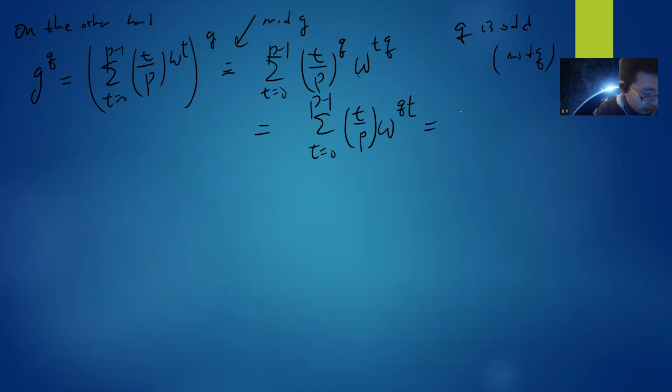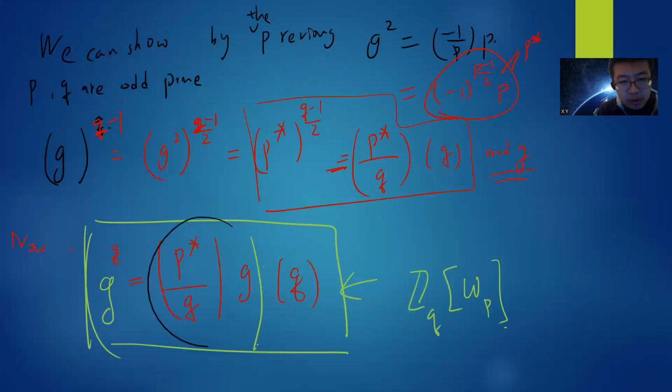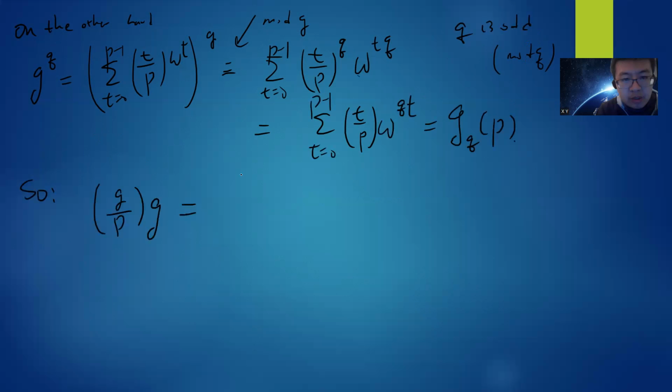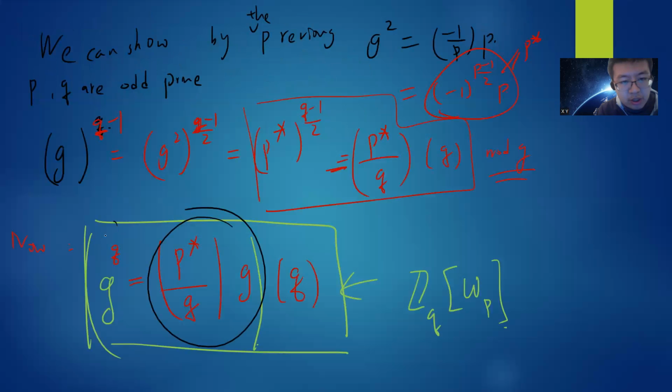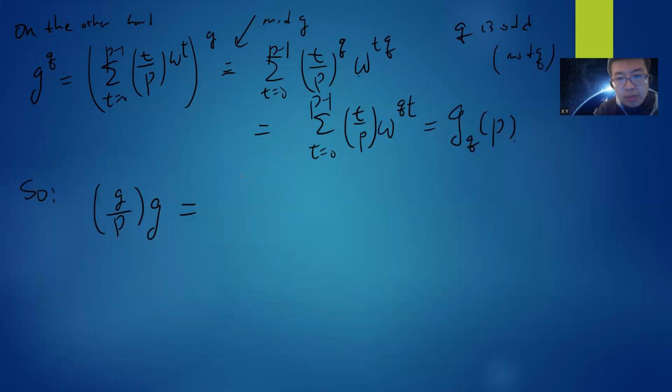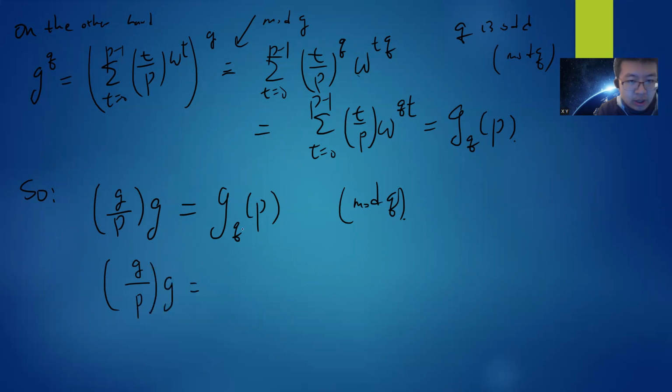By definition, this is just my previous definition called G_QP. So what I have shown is that this guy is the same as this guy mod P. So I got G_QP, and this is mod Q. So let's say you get (Q over P) G.